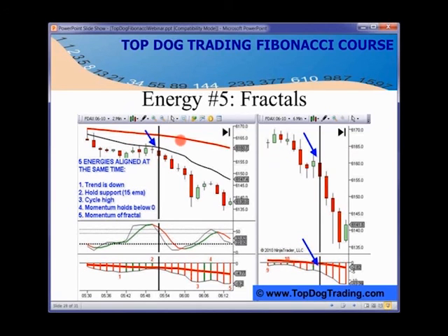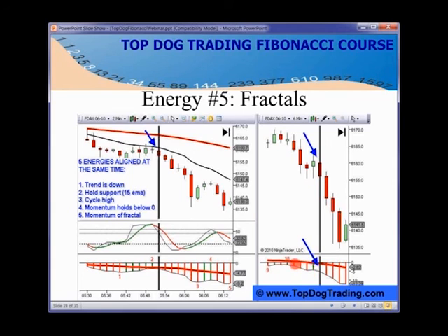Trend is down, number 1. Number 2, this is the 15 EMA. It's holding as resistance. Number 3, we've got a cycle high. Number 4, momentum is below 0. So for going short, that's good. Momentum is bearish. And then number 5, we look over here.